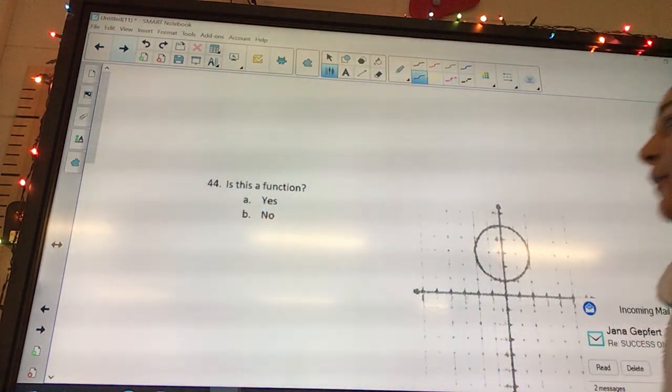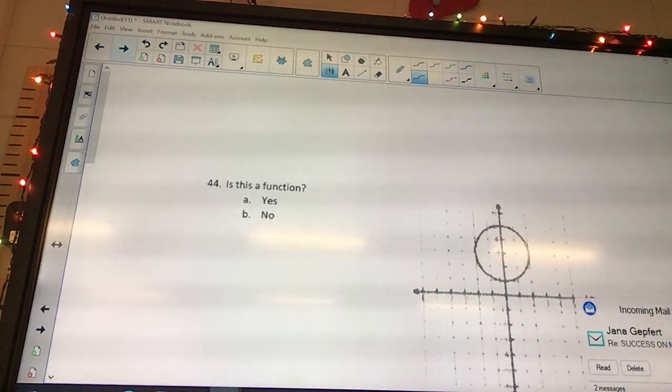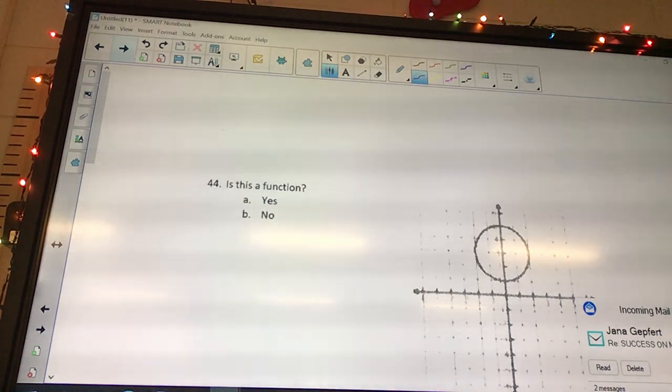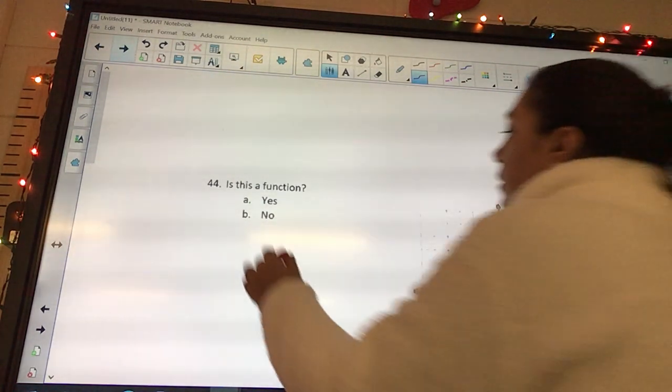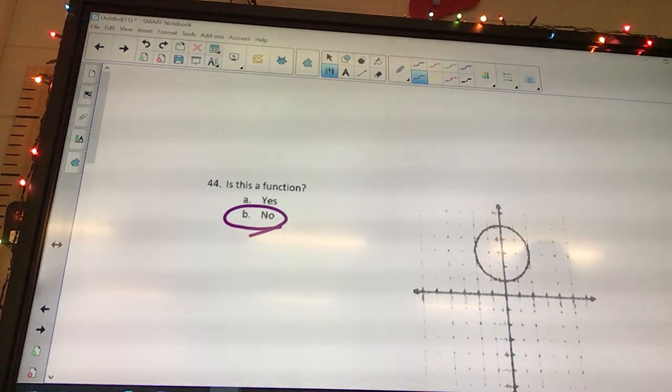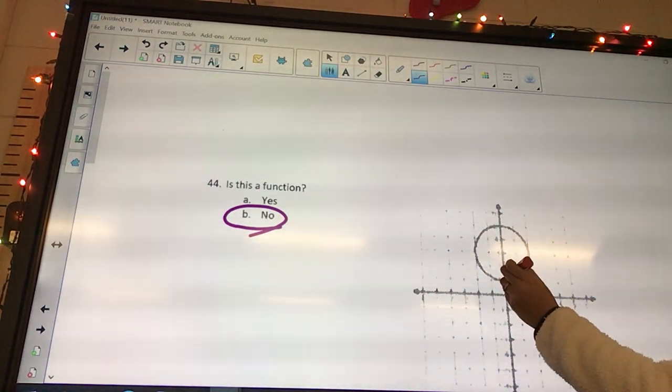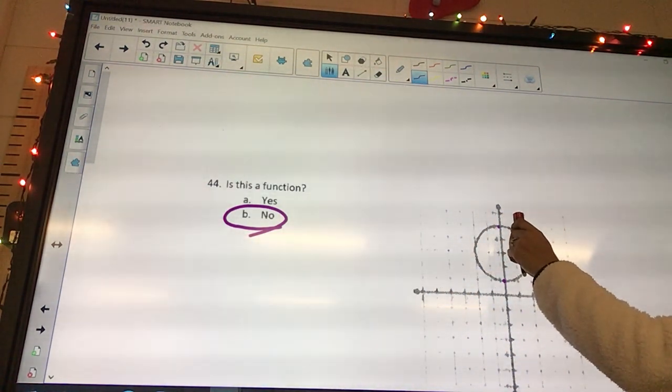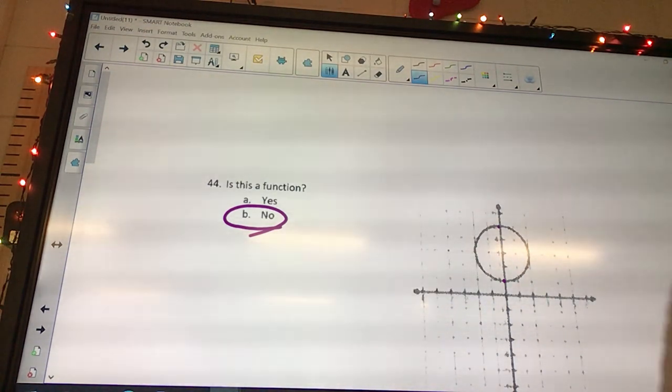Okay, last one, 44. Is this a function, yes or no? No. No, it's not. Okay, what test do you use? The vertical line test. So if we're taking our pencil and we look right here and right here, it's touching at the same part of my pencil, so it's not a function.